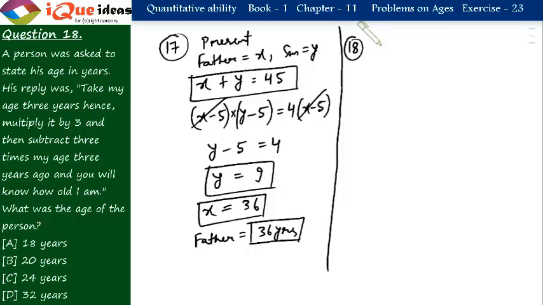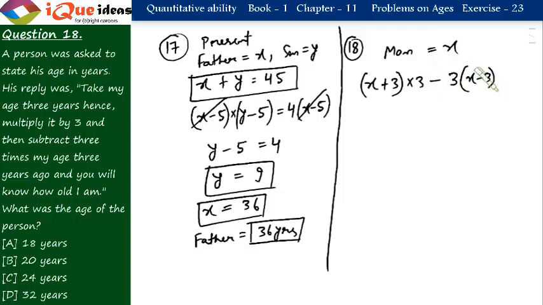His reply was, take my age 3 years hence, multiply it by 3 and then subtract 3 times my age 3 years ago and you will know how old I am. Alright. So let's assume that the man's age is x. Now the question says take my age 3 years hence. So it is x plus 3. Multiply it by 3. And then subtract 3 times the age 3 years ago. So it is 3 into x minus 3.